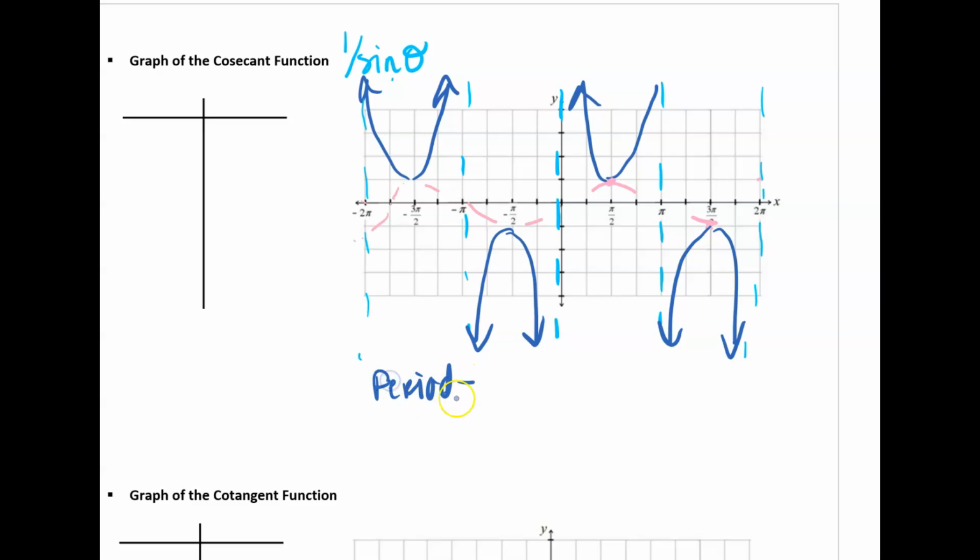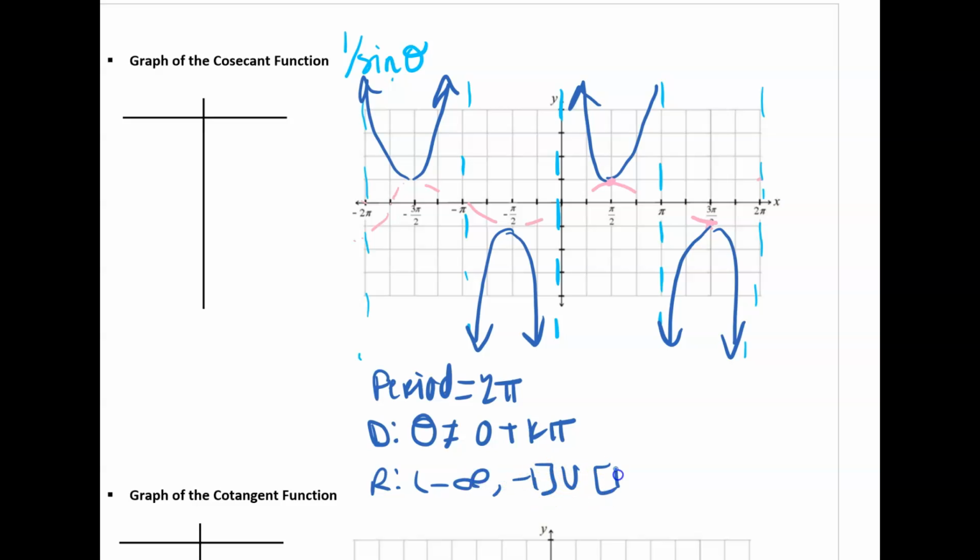So the period for this is going to be equal to 2 pi. The domain is theta cannot equal 0 plus k pi, where k is any integer. Your range is equal to negative infinity to negative 1, union with 1 to infinity. And this one is an odd function. So f of negative x is going to be equal to negative f of x. So pretty interesting to what's happening there.